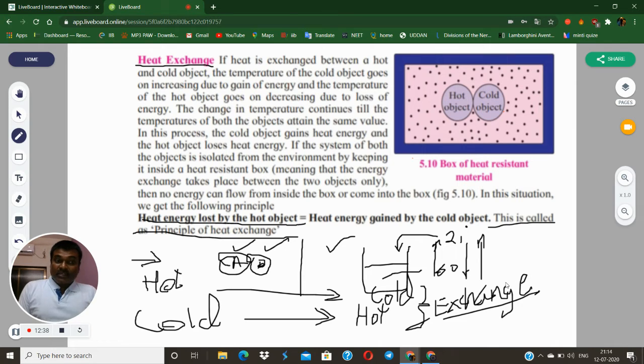So this particular experiment we have learned in a different way. Here we have put different objects, one hot and one cold, in an open place and we have learned from such an experimental activity. But in the further experiment we will learn in a different way.